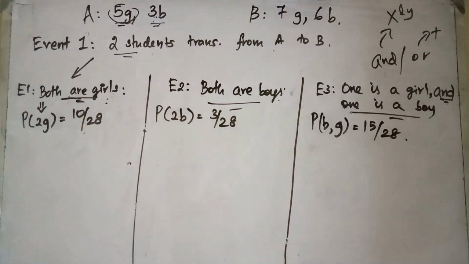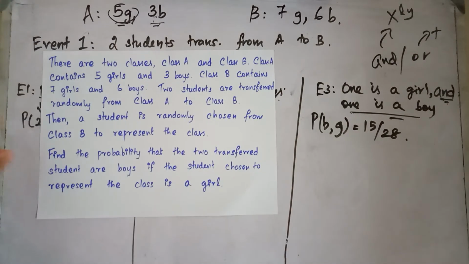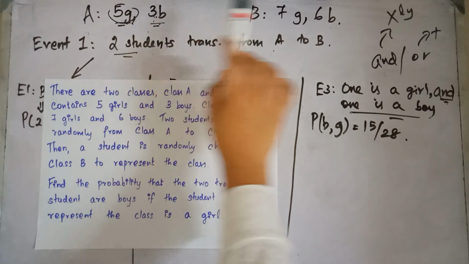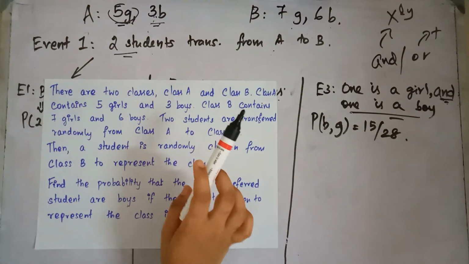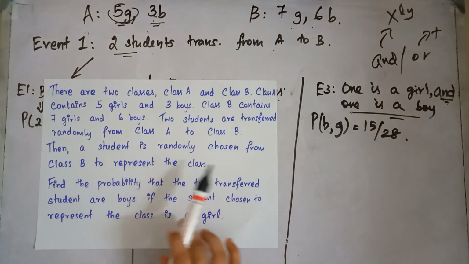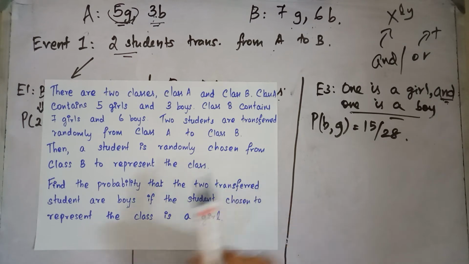Okay, now let's go on. The question states that a student is randomly chosen from class B to represent the class. Now we'll go on to class B. So they're choosing a student. These 2 students have been already transferred. Now A is out of the picture. Let's look at B now. One student is chosen randomly from class B to represent the class. And the question also states that the student who is chosen to represent the class is a girl.